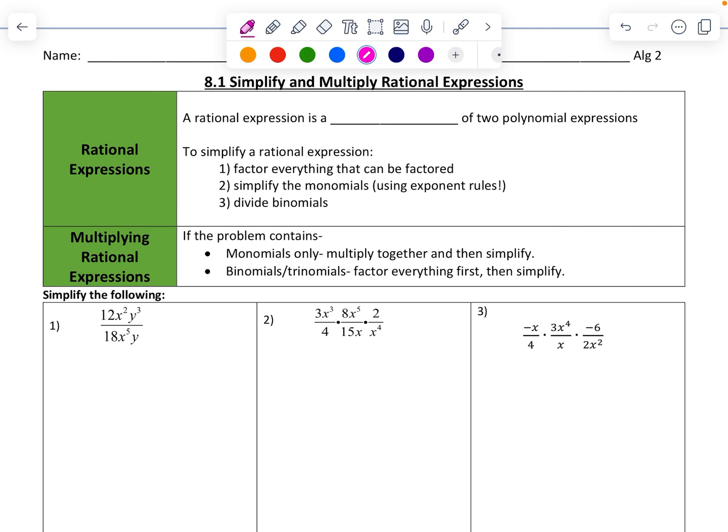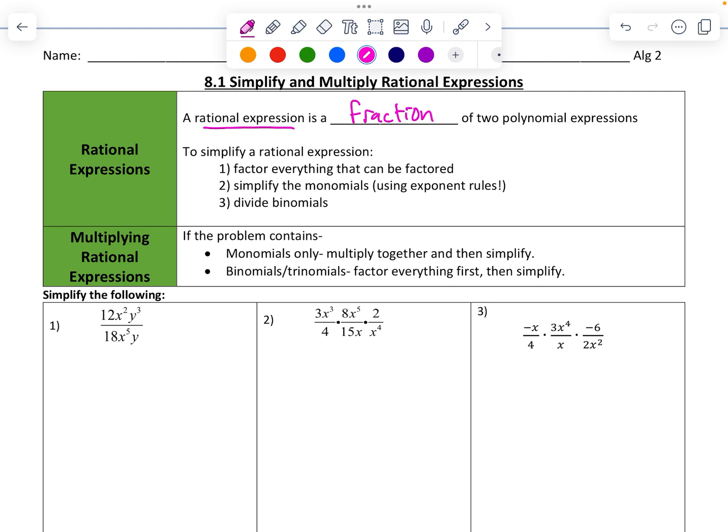Welcome everybody. Today we are going to go over 8.1, simplifying and multiplying rational expressions. So a rational expression is a fraction of two polynomial expressions. So you'll notice this page is full of fractions. So simplifying rational expressions, we're going to factor everything that can be factored. We're going to simplify monomials, so things that have one term on the top and bottom, using our exponent rules, and then divide the binomials.